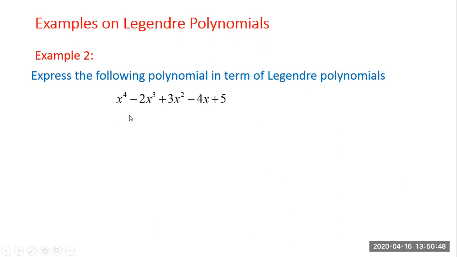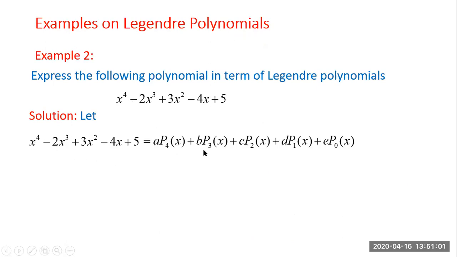Let's take another example. We are given a polynomial of degree 4. Express this in terms of Legendre polynomials. Similar to the previous example, write the given polynomial using the Legendre polynomials. Here the highest power of x is 4, so we start with a into P4(x). Then write the remaining polynomials: b into P3(x) plus c into P2(x), d into P1(x) plus e into P0(x). So we need to find the values of a, b, c, d and e.